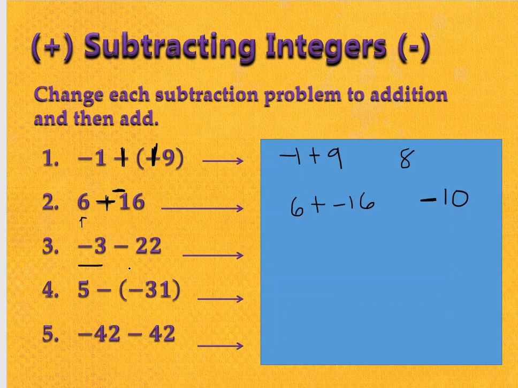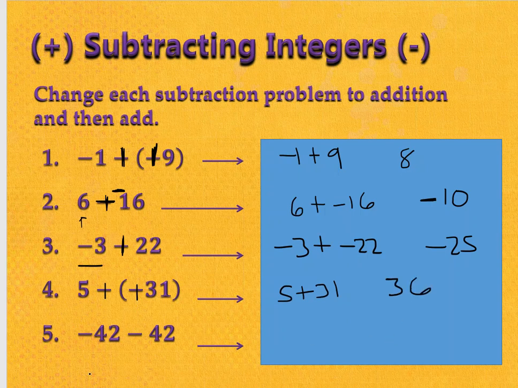Same, change, change. So we keep the -3 the same, we change the subtraction to addition, and we change the 22 to a -22. So -3 plus -22. Both of these are owing money. If you owe $3 and you owe $22, that means you would owe $25. Okay, number 4, same, change, change. That gives us 5 plus 31, which is 36.